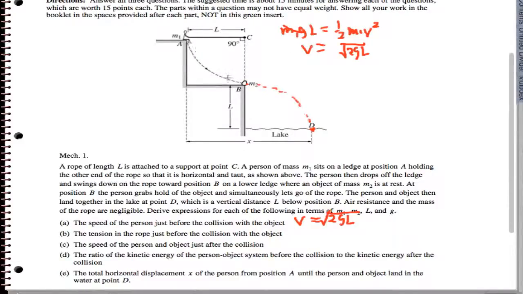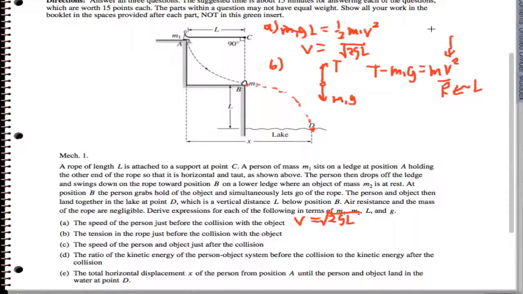Now let's get the tension in the rope right before the collision with the object. This thing's moving in a circle, so if we draw a free body diagram of the object, we have the tension going up and the weight of the person going down. So we'd have T minus m1g equals mv squared over R. For R we put in L, and for v squared we put in 2gL. When we simplify that out, our tension is going to be 3 m1g.